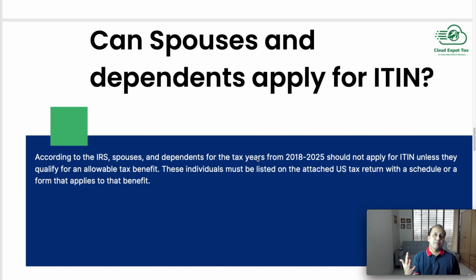So spouses and dependents who are already living in the US, and there has to be some tax benefit claimed on the tax return. Usually it is the taxpayer who has a spouse and a kid in the US, and they must be claimed on the tax return, and the benefit has to be there for the IRS to be convinced that these individuals really actually need an ITIN.